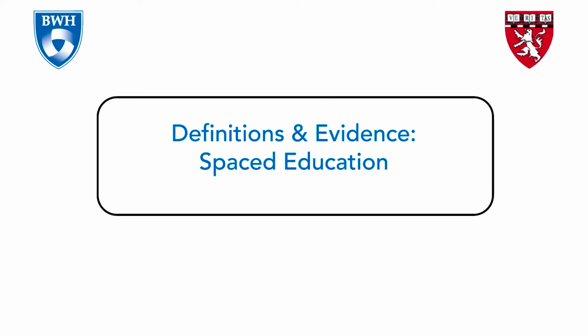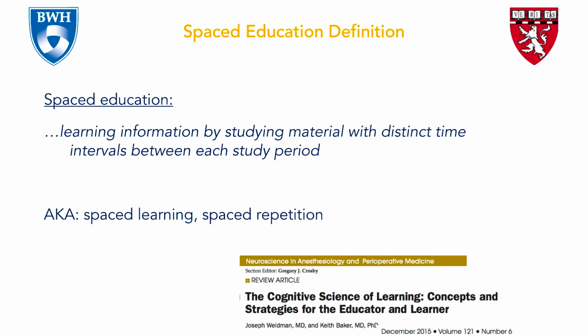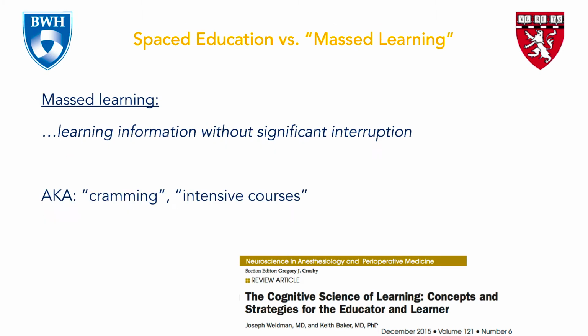So let's start with defining and understanding the evidence behind what spaced education is. Spaced education, as you just learned, is learning information by studying material with distinct time periods between each study period. In the literature, you may hear the term spaced learning or spaced repetition. I'd refer you to this article by one of our colleagues here at MGH and the Partners, discussing the cognitive science of learning, concepts and strategies for the educator and learner, for additional information.